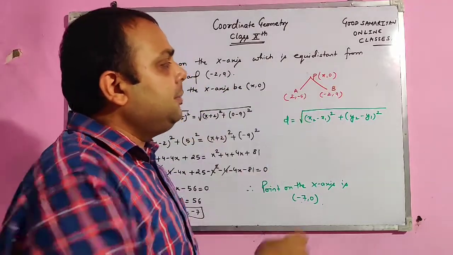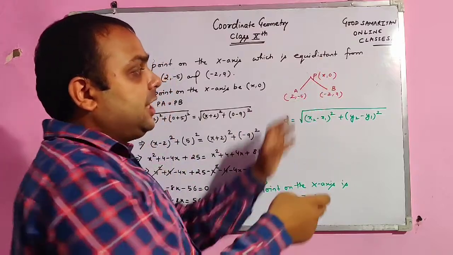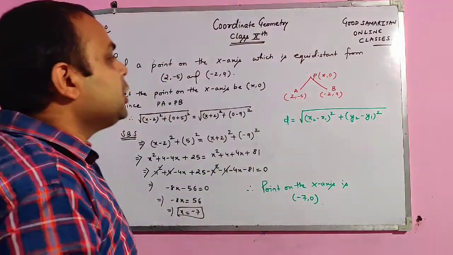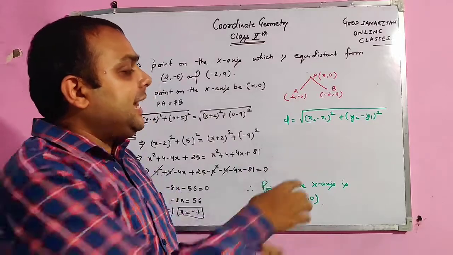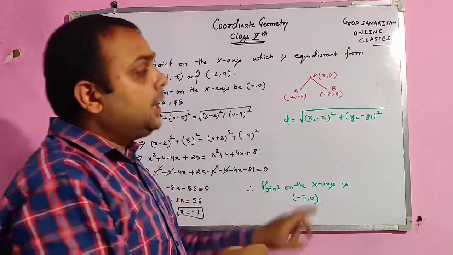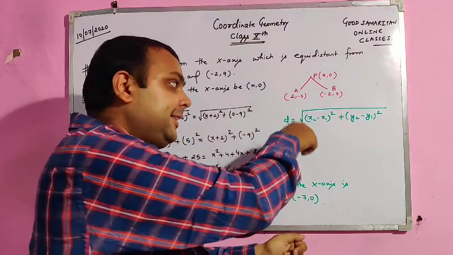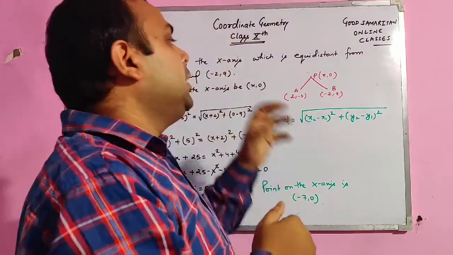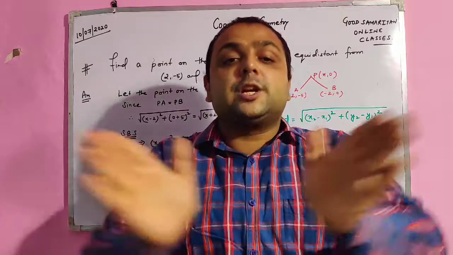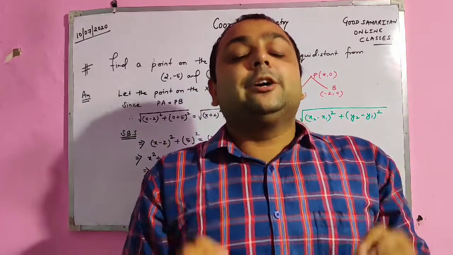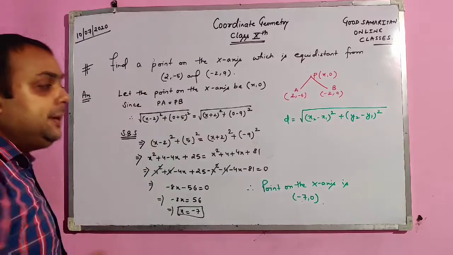Now this is the diagram. P is the point, and A and B are the two points from which P is equidistant. So PA is equal to PB. We all know that the distance formula is the square root of (x2 minus x1) whole square plus (y2 minus y1) whole square. So I am a point and there are two points which are equidistant from me. So I have to apply the concept of the distance formula. So I have applied PA equal to PB.